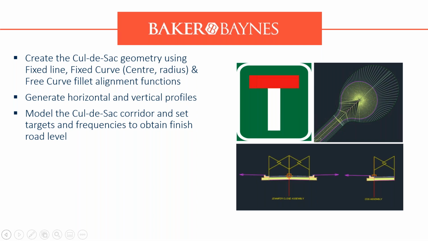We first created the actual alignment, right? We used the fixed line method, the fixed curve with a radius, and then of course we filleted it. So we got that nice bulb shape. Once we did that, we got the horizontal and vertical profiles. Again, you'll use your annotation tools to label the actual elevations and stations that you would need, and then tie it in very nicely. And then from there, you will use your cross sections like you're seeing here, and do your mapping targets using Civil 3D to get your desired corridor and end up with something like that.